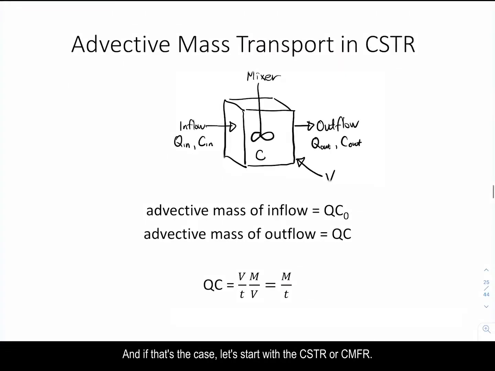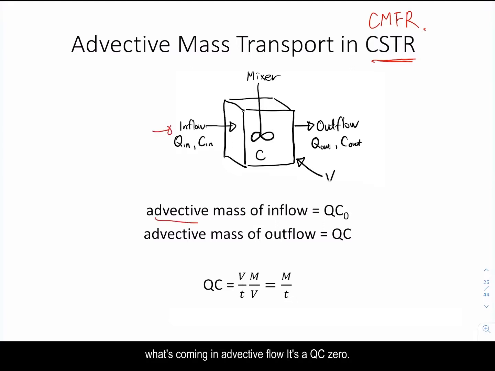And if that's the case, let's start with the CSTR, or CMFR. Again, what's coming in, that's advective flow. It's a QC0. So in here, I put it as Q in and C in, but C in is the initial concentration. So whenever I have initial concentration, I tend to use this 0 as a subscript, because it sort of signifies T equals 0. But we'll come back to that later.